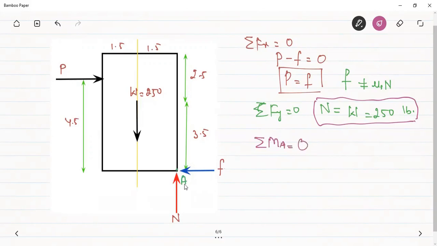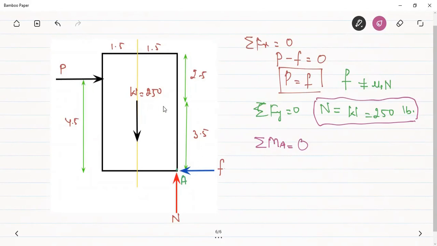Why am I taking it about this point? Because the friction force and the normal reaction pass through this point, so they won't create any moment, so it will be easier to calculate. Now see here, again I am taking this to be 0 because it is a limiting case. From this equation I will get the force just required to cause the tipping about A.